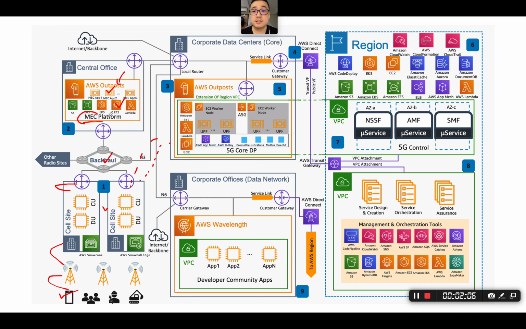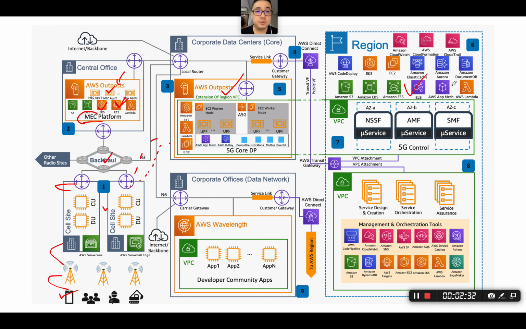And AWS provides the AWS Outposts where you can install, for example, EC2 instances. You can install EKS running the microservices to serve your requirement. And over here, we're going to reach the user plane of the 5G backbone, right? And also the control plane, right? The control plane, I would say, is the brain of the entire 5G backbone.